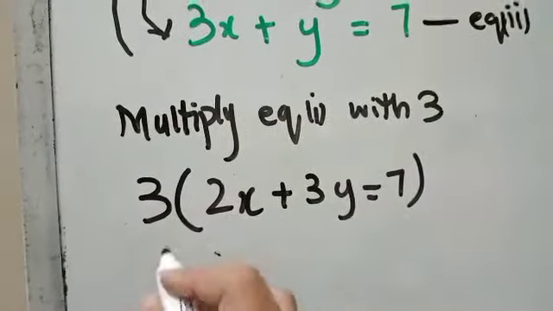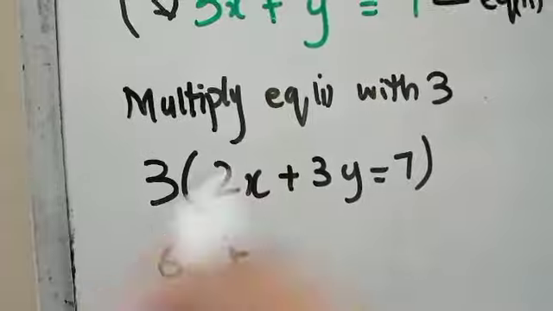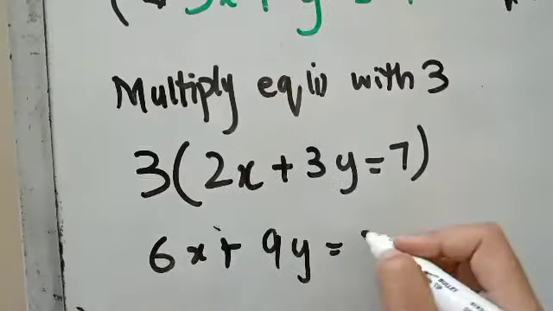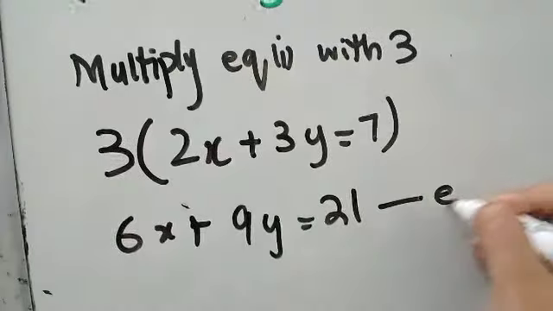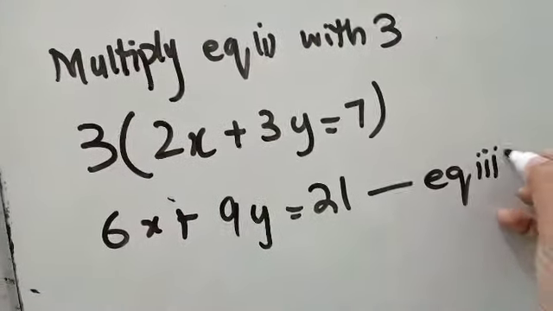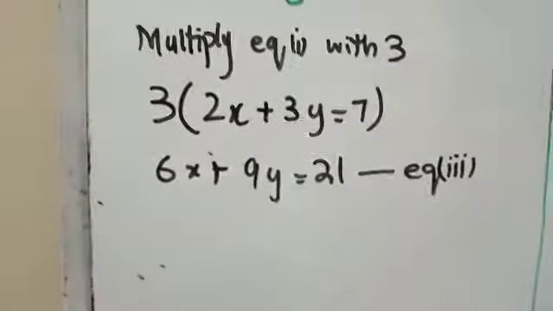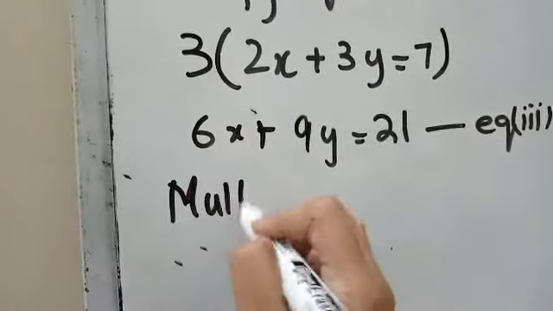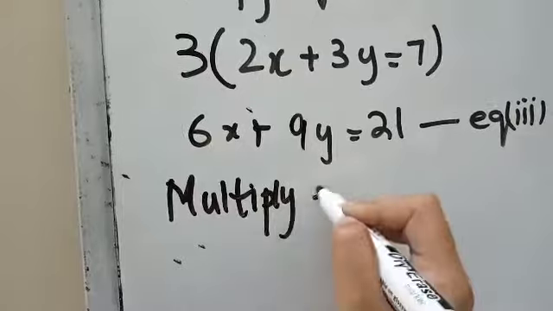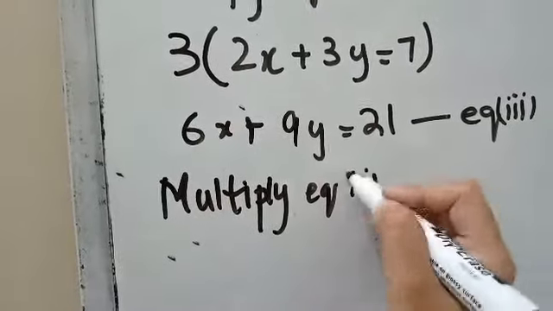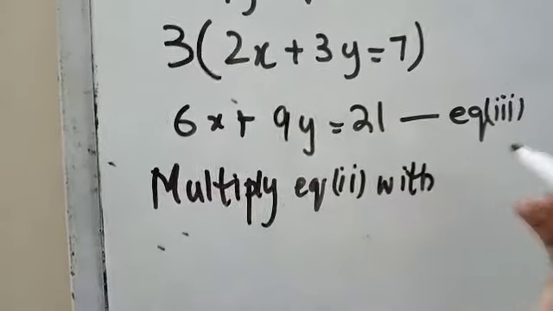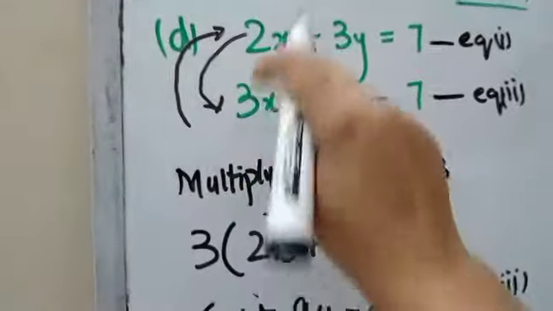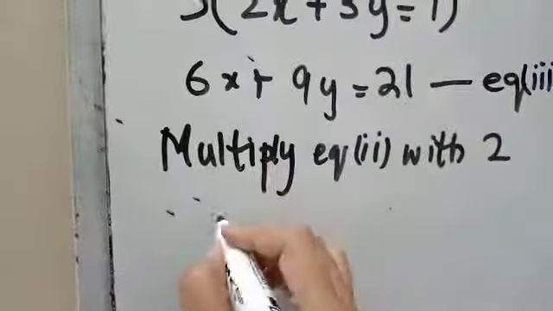It will give you 3 2s are 6x. The whole equation you will multiply: 3 3s are 9y, and 3 7s are 21. Name it equation 3, because you have made this yourself. You have to name it. Multiply equation 2 with 2, because we have to make it identical.